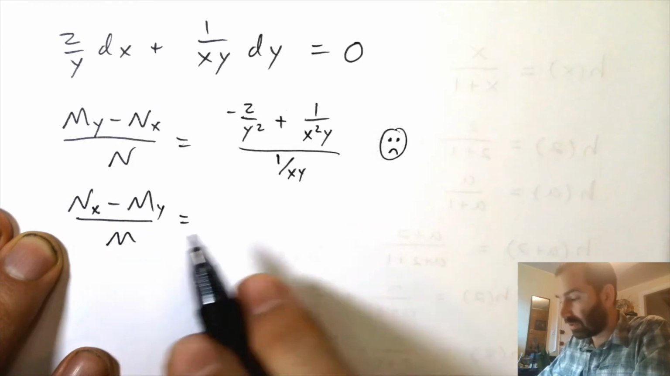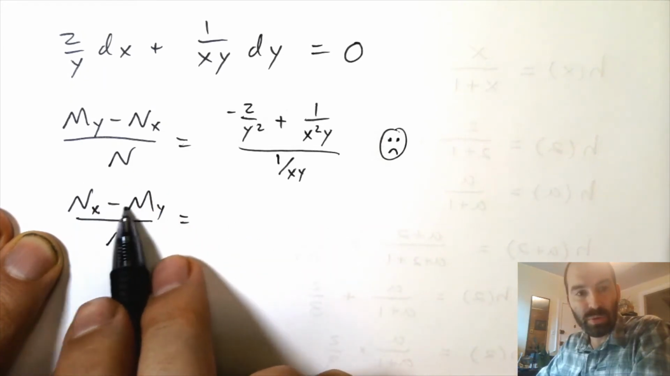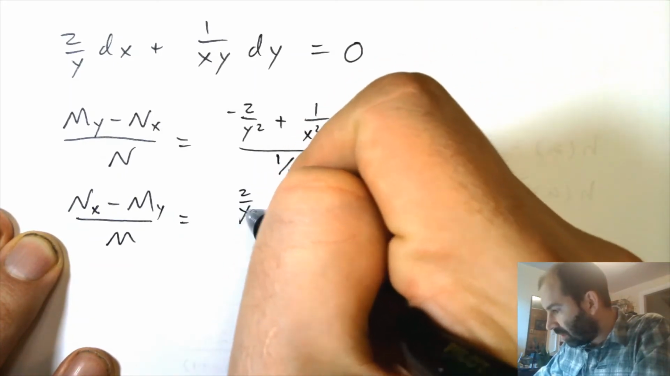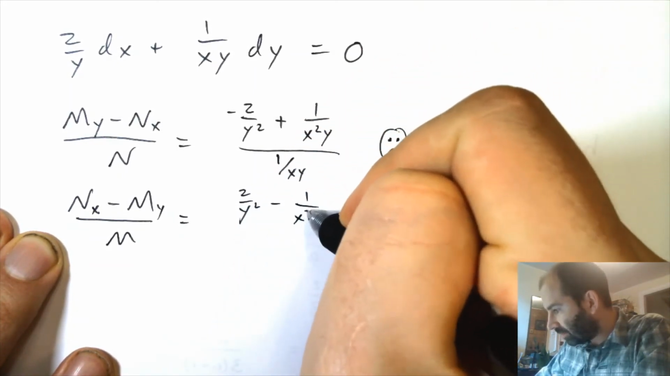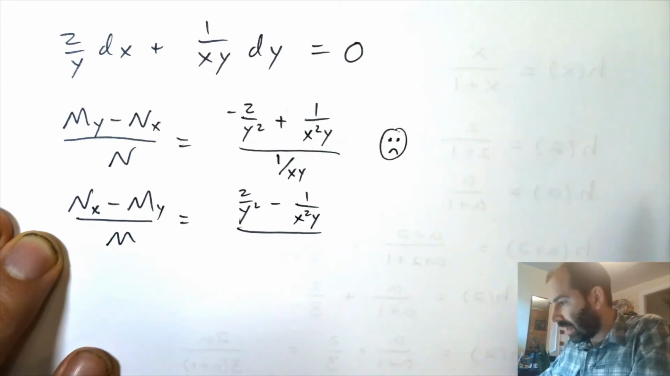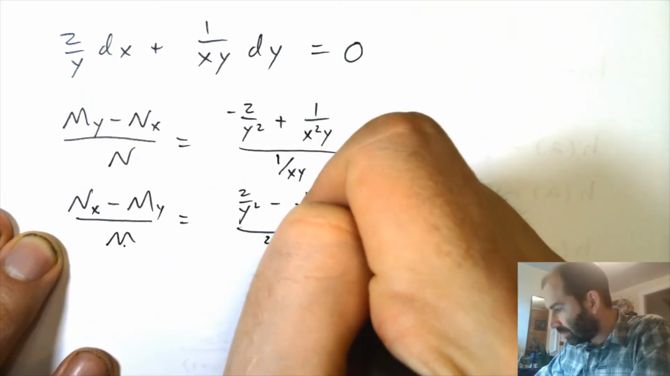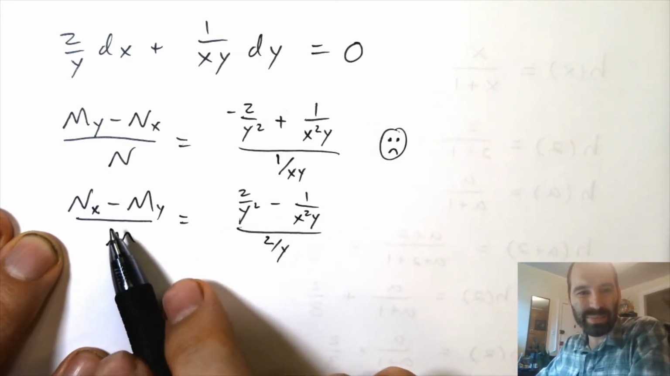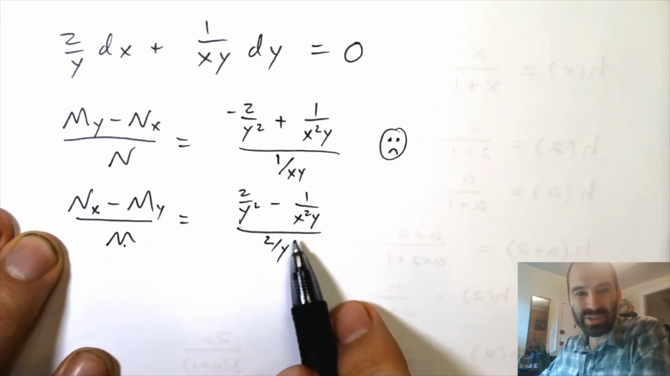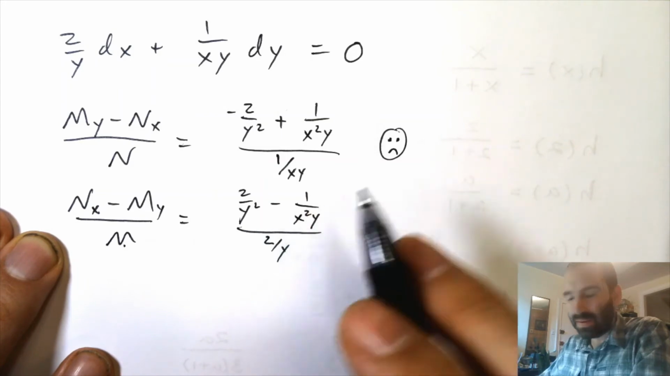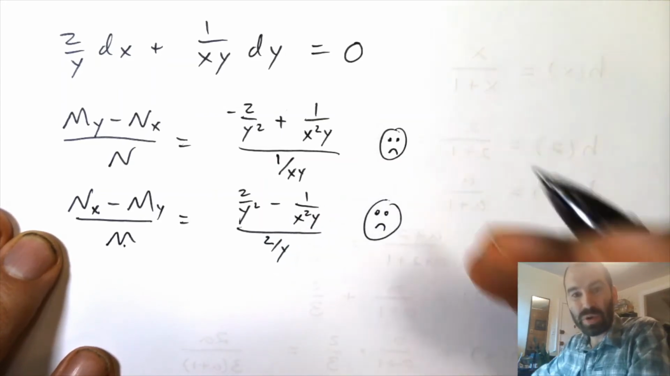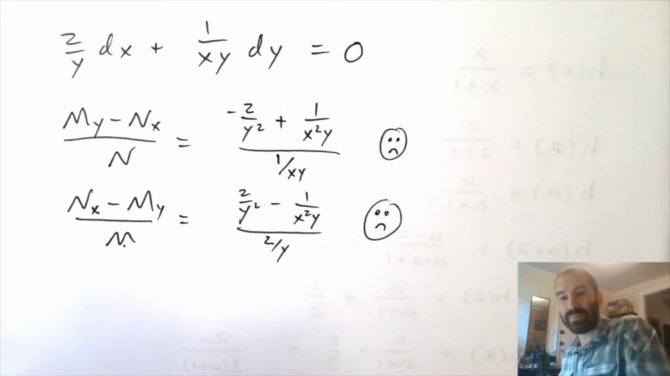We check the next one. Maybe we'll have hope here. And remember, this numerator is exactly the negative of that numerator. So I know that this is just going to be this thing. And what's M? M is 2 over y. And I have the same problem. I need this to be independent of x, and there's no way I can clear out this x. So again, bummer, not working. Neither one worked, so I can't get my mu from that theorem.